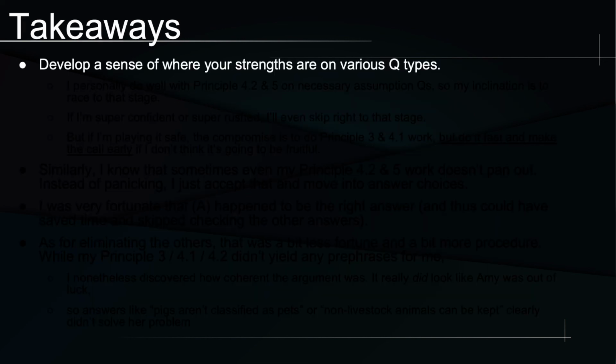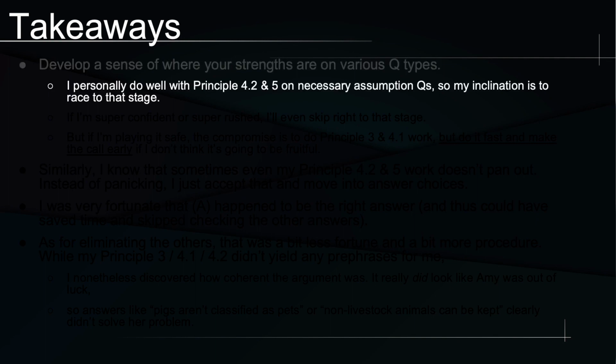So what are the takeaways from this very simple question that we just kind of raced through? The first is to develop a sense of where your strengths are on various question types. That's how all of this principled approach stuff works, and that's how flexibility works. I personally do well with Principle 4.2 and Principle 5, which is something that I mentioned at the very beginning, unnecessary assumption questions. So when faced with that question type, my inclination is to race to that 4.2 and 5 stage as soon as I can.